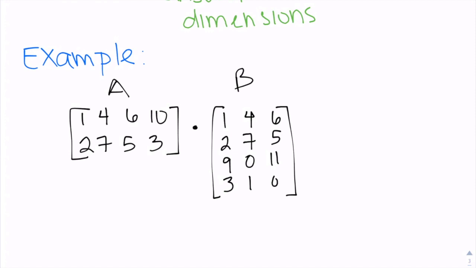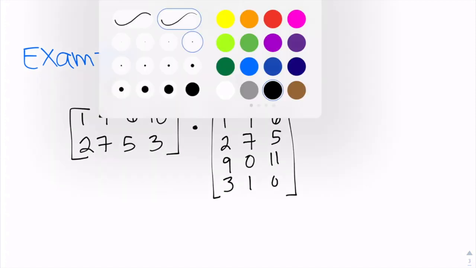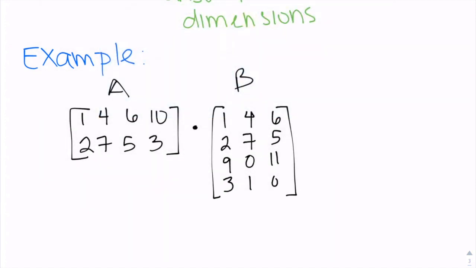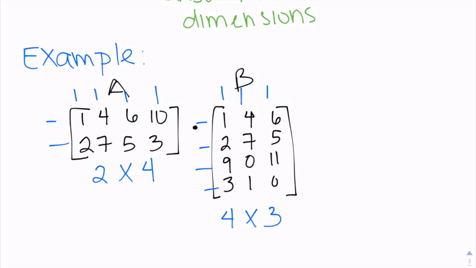And so first thing we need to do is check our dimensions. If we look at matrix A, it has 2 rows and 1, 2, 3, 4 columns, so it's 2 by 4. And then if we check the dimensions of matrix B, we have 1, 2, 3, 4 rows and 3 columns, so it's 4 by 3. And remember the middle pieces in here? These need to be the same, and they are the same. Therefore, we can multiply our matrices.